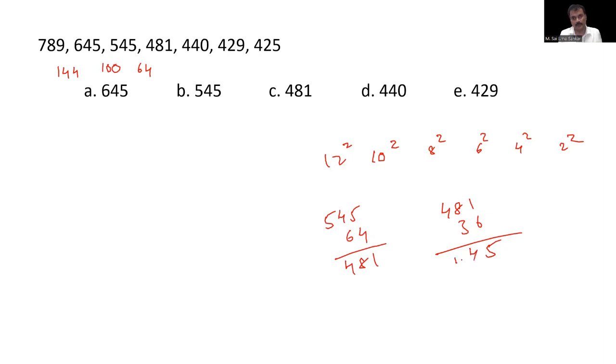And this is equal to 444. We have 440 there. So what is the wrong number? The wrong number is 440. Suppose instead of 440, 445 is there, then that is a correct sequence.